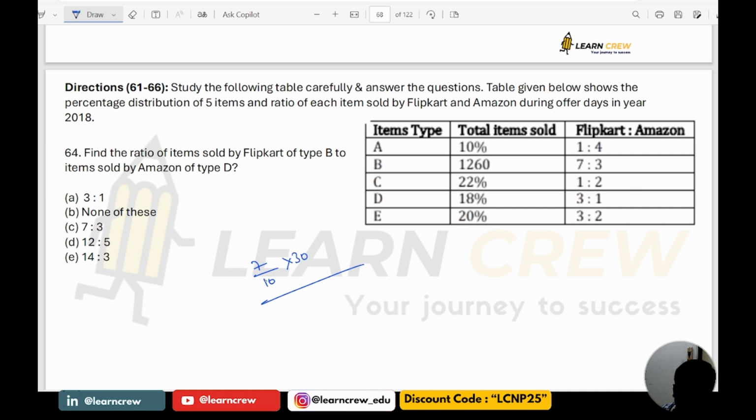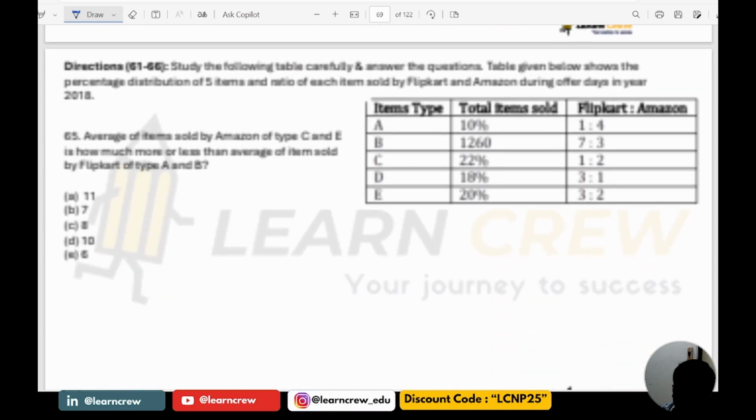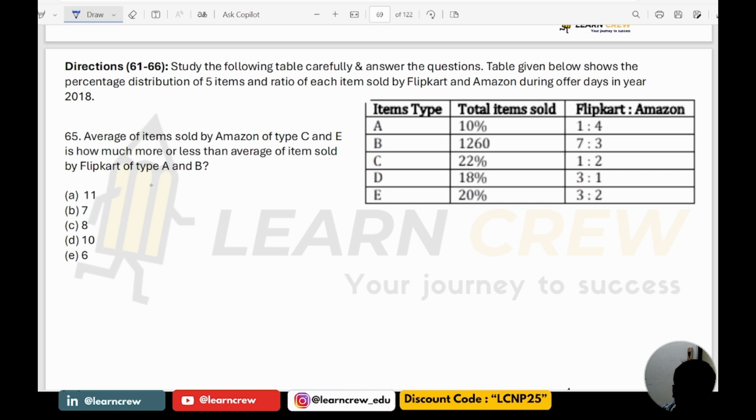Okay, and here Amazon type D. Amazon type D is how much? 1 by 4th of 18. This is 30%. This is 18%. Directly I am taking. So thereby you will get the ratio here 14:3. 14:3 is the answer.